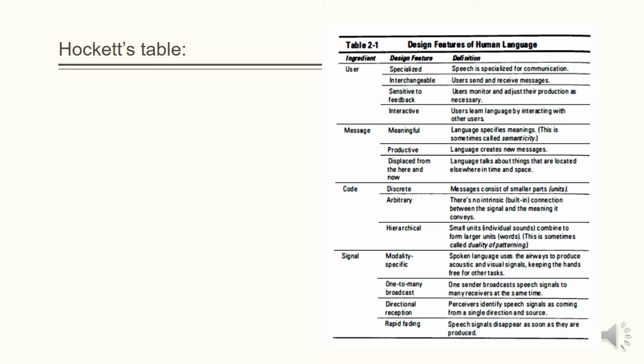We have already seen some of these features. We are not going to focus very deeply on the ones that we have already been dealing with before, but we are going to mention them. And the signal. The signal is modality specific. It is one-to-many broadcast. It has directional reception and rapid fading as one of the features. So these 4 features belong to the signal according to Hockett.